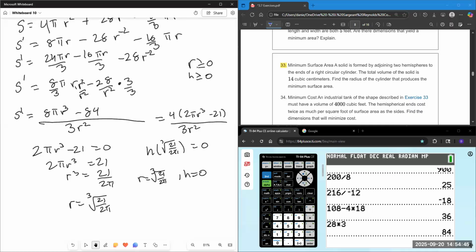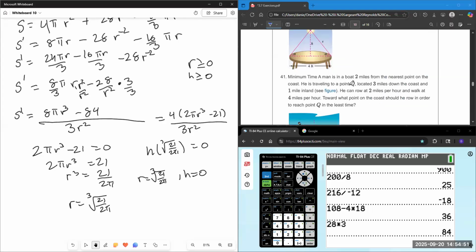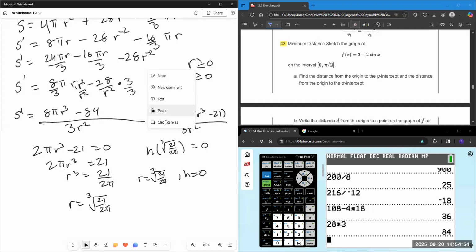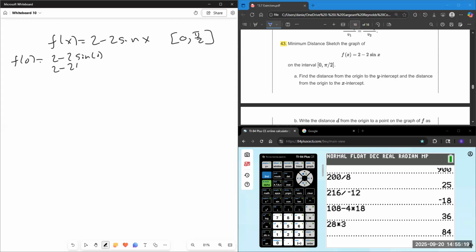Let's look at 43. If f of x is equal to 2 minus 2 sine of x, and we're on the interval from 0 to pi over 2 with those points included, let's find our y-intercept. F of 0 is 2 minus 2 sine of 0, is 2 minus 2 times 0, is 2 minus 0, is 2, giving me 0, 2 for a y-intercept.